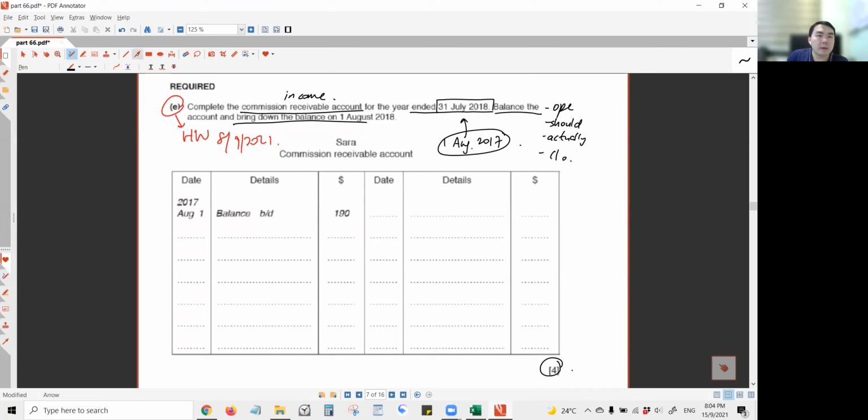Look carefully. They have done 1 entry for you. That's the opening balance. How do I know? Because of the date, 1st of August 2017. And it's a current asset because it's on the debit side. Now let's see the question, then we complete the question.